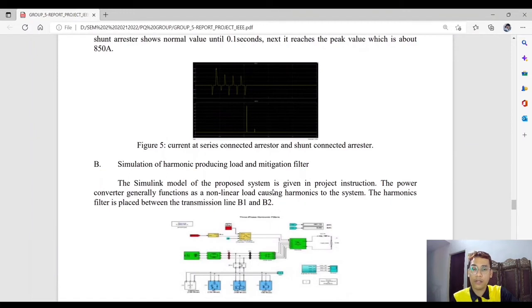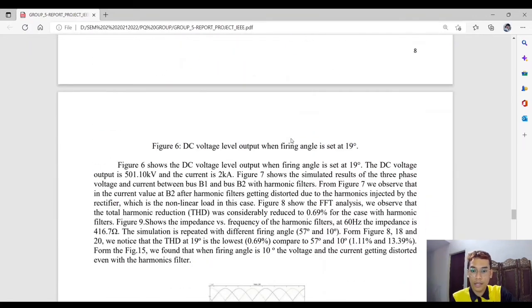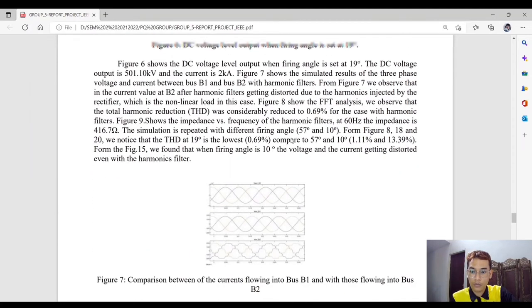Now for the second task of our project, which is the simulation of harmonic producing load and mitigating filter. This is the block diagram that we use for our task 2, and figure 7 shows the simulated result of the three-phase voltage and current between bus B1 and bus B2 with harmonic filter. We can observe that in the current, the value at B2 after the harmonic filter is getting distorted due to the harmonics injected by the rectifier, which is the nonlinear load in this case.